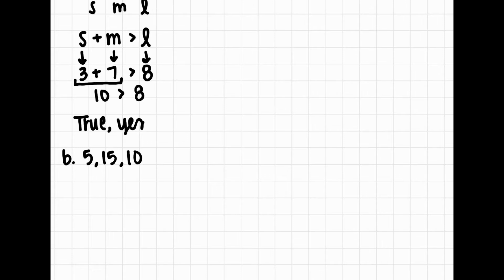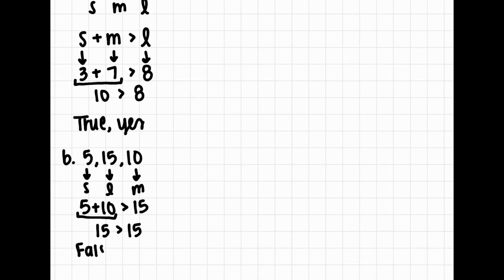So this next one, we have 5, 15, and 10. Same thing, I'm going to label them with the S, M, and L. So S for 5, our middle is 10, and the largest one is 15. Remember, we take our two smallest, so the small and the medium. So 5 plus 10, and then you have greater than our largest, which is 15. 5 plus 10 does give me 15. So I have a number on the left, I have a number on the right. I now ask myself, is 15 greater than 15? This is not true. This is false. So this means that no, these three side lengths would not make a triangle. It has to be greater than, not equal to.